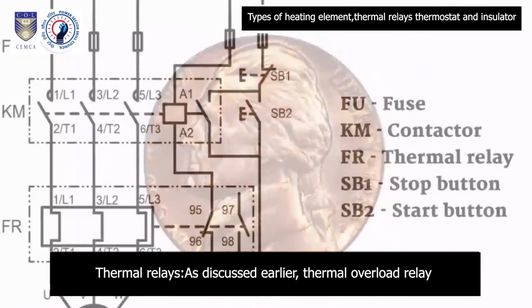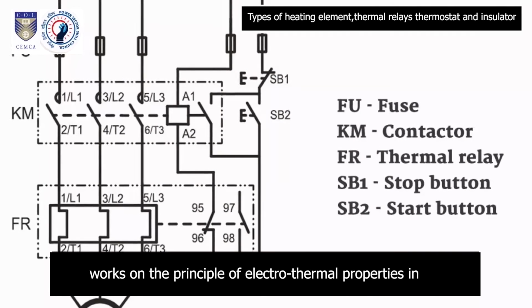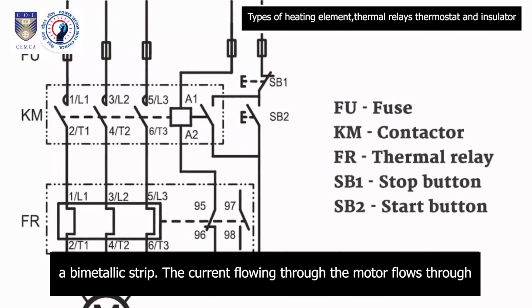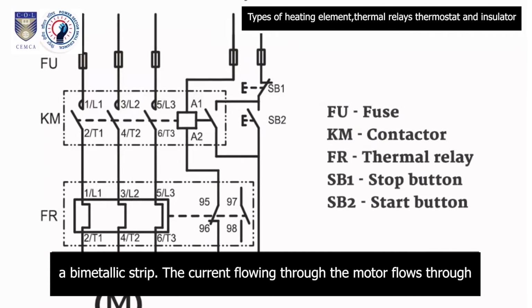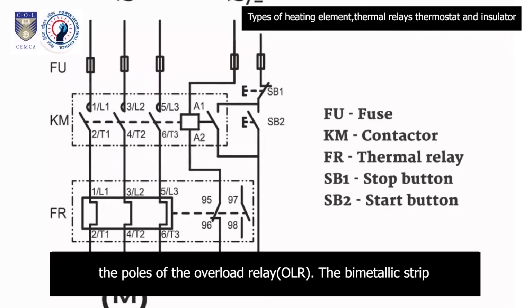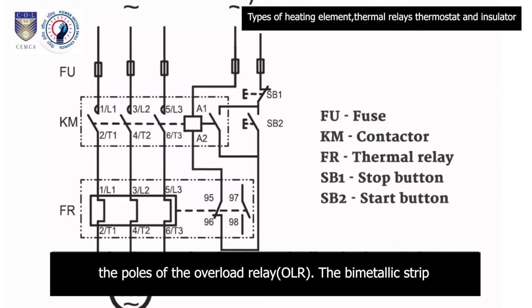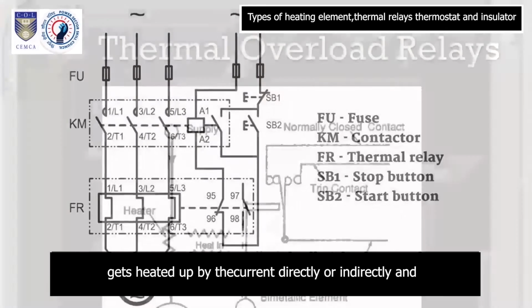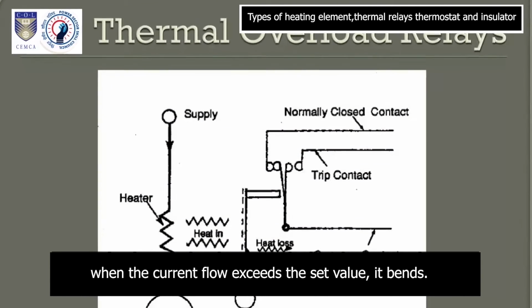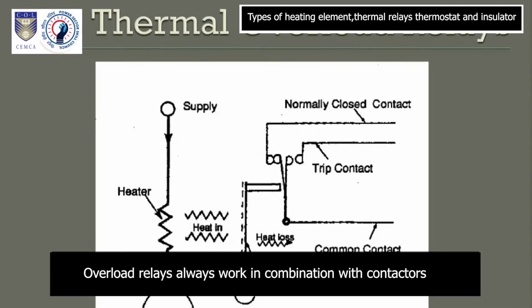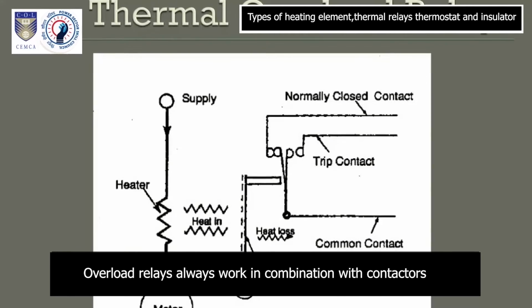As discussed earlier, thermal overload relay works on the principle of electrothermal properties in a bimetallic strip. The current flowing through the motor flows through the poles of the overload relay, OLR. The bimetallic strip gets heated up by the current directly or indirectly, and when the current flow exceeds a set value, it bends. Overload relays always work in combination with contactors.